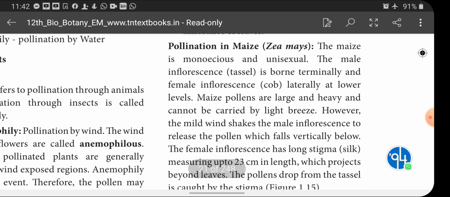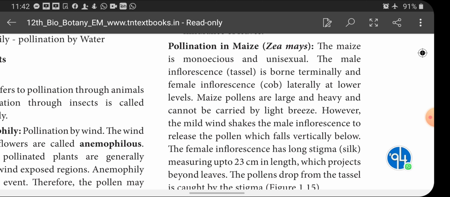Next, pollination in maize. That is the maize. It is a wind pollinated plant only. The maize is monoecious and unisexual. That is, the male inflorescence is borne terminally, the tassel, and the female inflorescence laterally at the lower leaves. So both male and female sex organs are borne on the same plant. That is called monoecious or unisexual. The male inflorescence is in the terminal region of the plant, and the female inflorescence is present on the lateral side, the lower side.